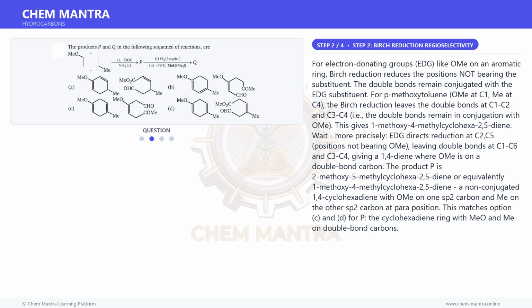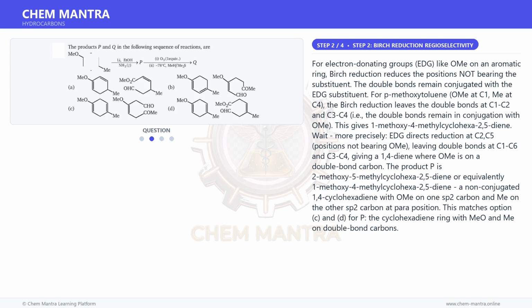For p-methoxytoluene, OMe at C1, Me at C4, the Birch reduction leaves the double bonds at C1, C2 and C3, C4, i.e., the double bonds remain in conjugation with OMe. This gives 1-methoxy-4-methylcyclohexa-2,5-diene. Wait, more precisely, EDG directs reduction at C2, C5 positions not bearing OMe, leaving double bonds at C1, C6 and C3, C4, giving a 1,4-diene where OMe is on a double bond carbon.